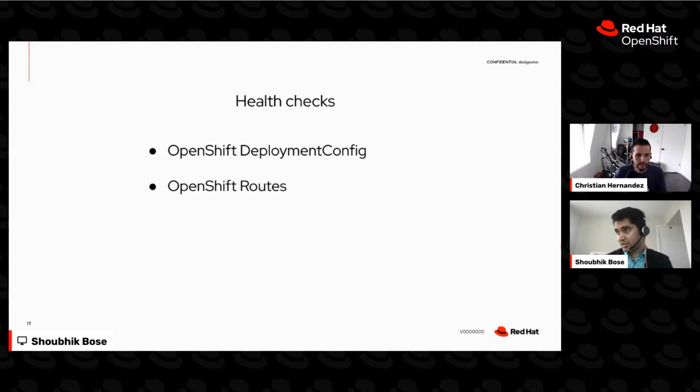The other interesting thing that we did is we have health checks for OpenShift deployment config and OpenShift routes. Use it and let me know if they're working to your needs. We'll be happy to improve them. It could be in one of the patch releases or in one of the minor releases or major releases. But yeah, we are going to listen to feedback on this to ensure that we act on it.